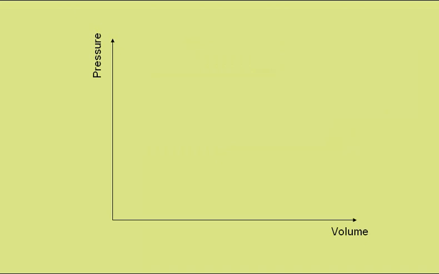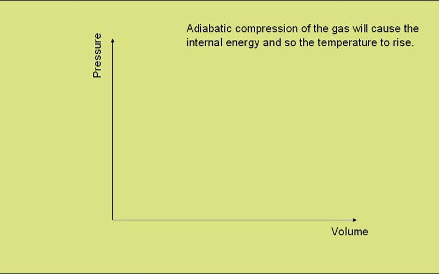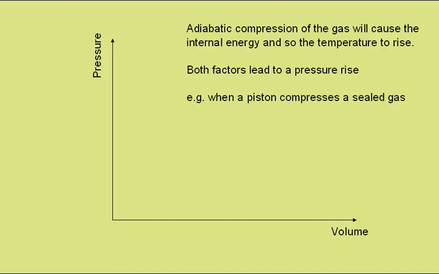Now we'll look at those stages graphically. First, adiabatic compression. Adiabatic compression of the gas will cause the internal energy, and so the temperature of the gas, to rise. Both these factors lead to a pressure rise in the gas. This will happen, for instance, when the piston compresses a sealed gas with no cold sink available. This would give a line something like this.